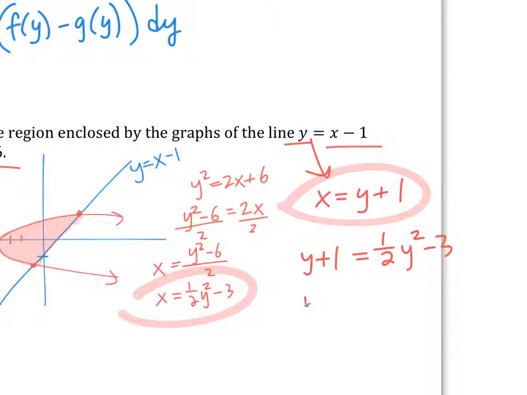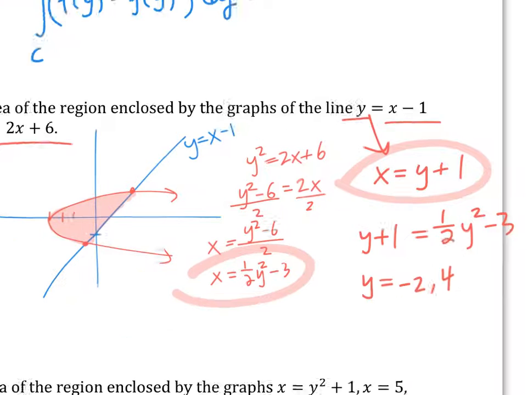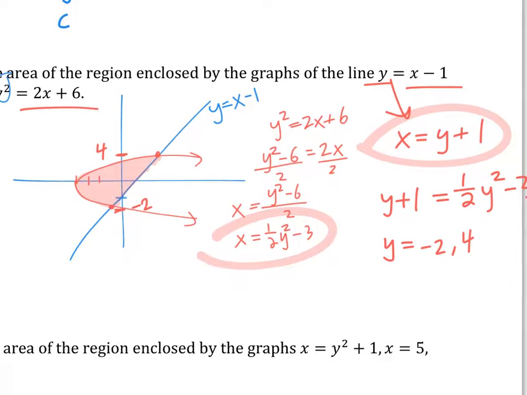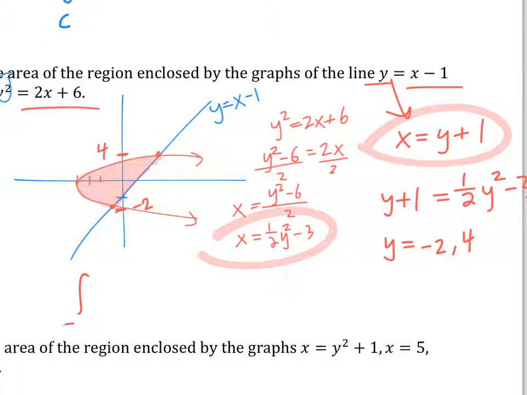Okay, what y values did you guys get? 1 and negative 2? No. Negative 2 and 4. Oh, yeah. Okay, so that means this point is negative 2 and this point is 4. All right, so now let's integrate. Negative 2 to 4 of which one minus which one?